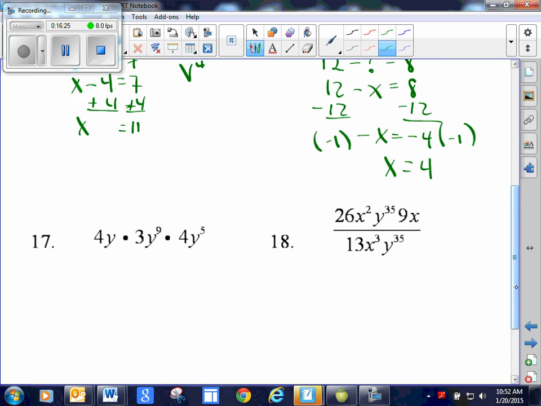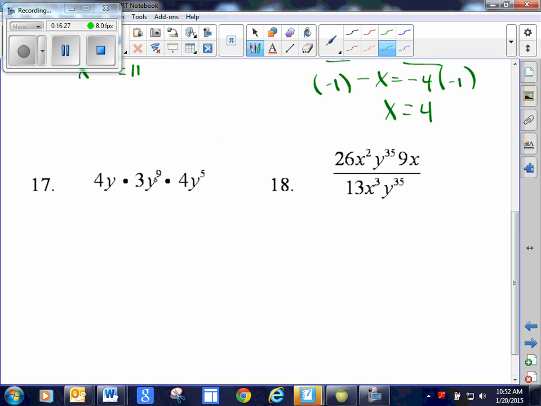I think there's 2 more. Let's multiply our numbers together first. 4 times 3 is 12, times 4 is 48. Y to the 1st times y to the 9th times y to the 5th. Add your exponents. 1 plus 9 is 10, plus 5 is 15. It's that simple. Let's do a little division.